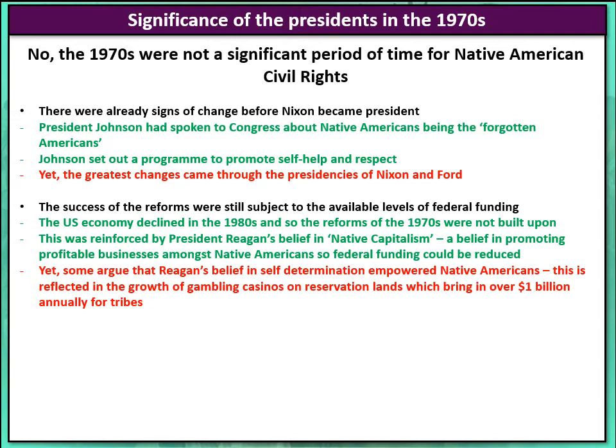Some people argue, however, that Reagan's belief in self-determination empowered Native Americans, and so we could counter this. One example that's given of that is the growth of gambling casinos on reservation lands, which bring in over $1 billion annually for Native American tribes.